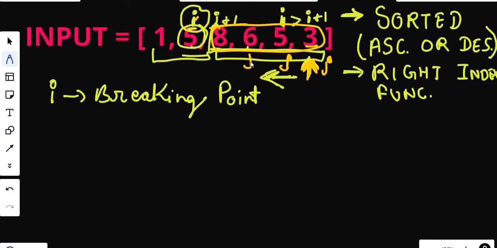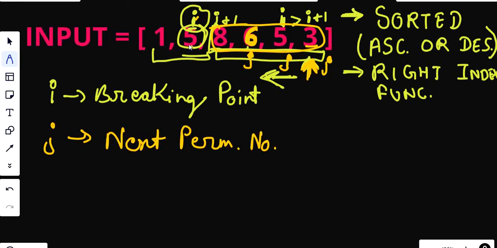So again I will come up to this place and I know that 6 is greater than 5. So I know that I can proceed with 6. I will break this traversal. Now my J is at which place? This is the next permutation's number. So now I have I and J, and the next permutation will be with 6. So I will simply swap these two, 5 and 6.